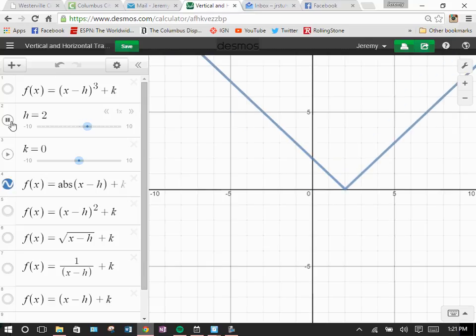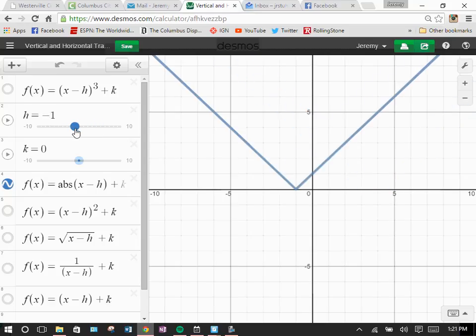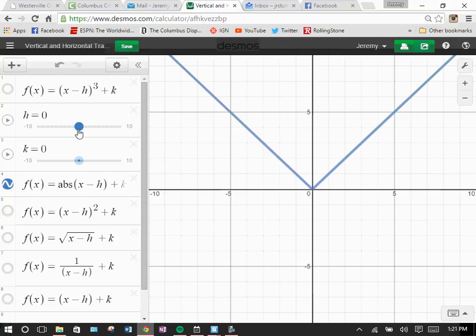And then you can watch what happens. You can do the same thing. See if you can notice it. If you can't notice it right off the bat, see what happens. See if it's the same. Okay, you're going to say this happens. See if it's the same for all the parent graphs.